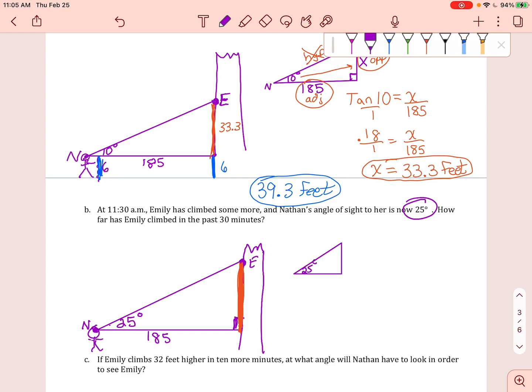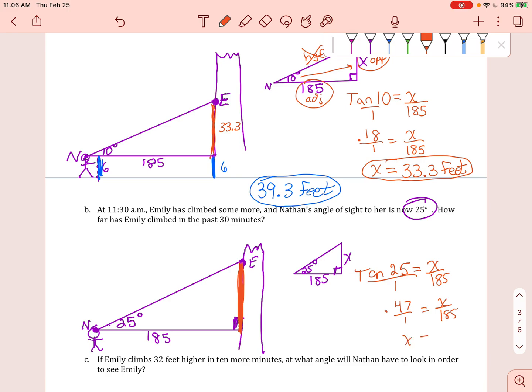Here, this is now 25 degrees. The 185 stays the same, and the x stays the same. So almost exactly the same. Tangent of 25 is equal to x over 185. The only difference is now we're taking the tangent of 25, which is giving me approximately 0.47.